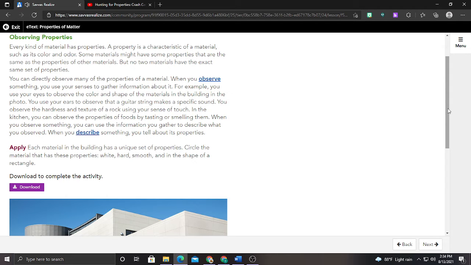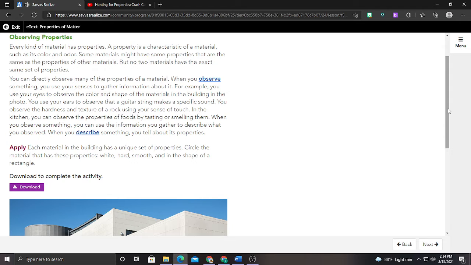You can directly observe many of the properties of a material. When you observe something, you use your senses to gather information about it. For example, you use your eyes to observe the color and shape of the materials in the building in the photo. You use your ears to observe that a guitar string makes a specific sound. You observe the hardness and texture of a rock using your sense of touch. In the kitchen, you can observe the properties of foods by tasting or smelling them.